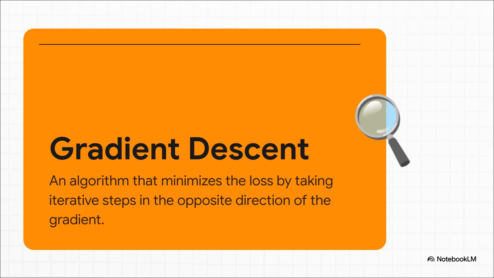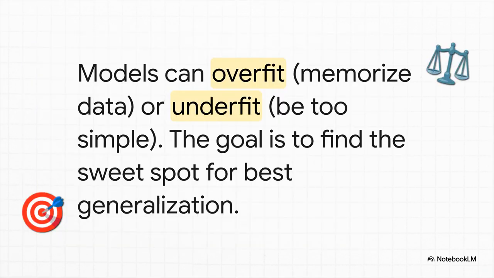to find the absolute minimum. And this whole process brings up a really critical balancing act. On one hand, you can make your model so complex that it basically just memorizes the data you showed it, including all the weird random noise. We call that overfitting. On the other hand, your model can be too simple, like our straight line, and completely miss the real pattern. That's underfitting. Finding that perfect sweet spot in between, that's the name of the game.